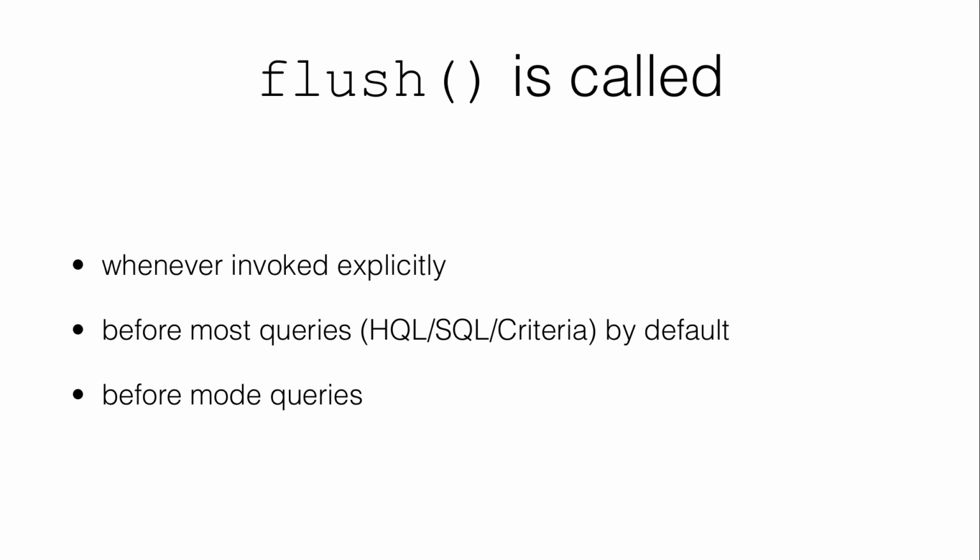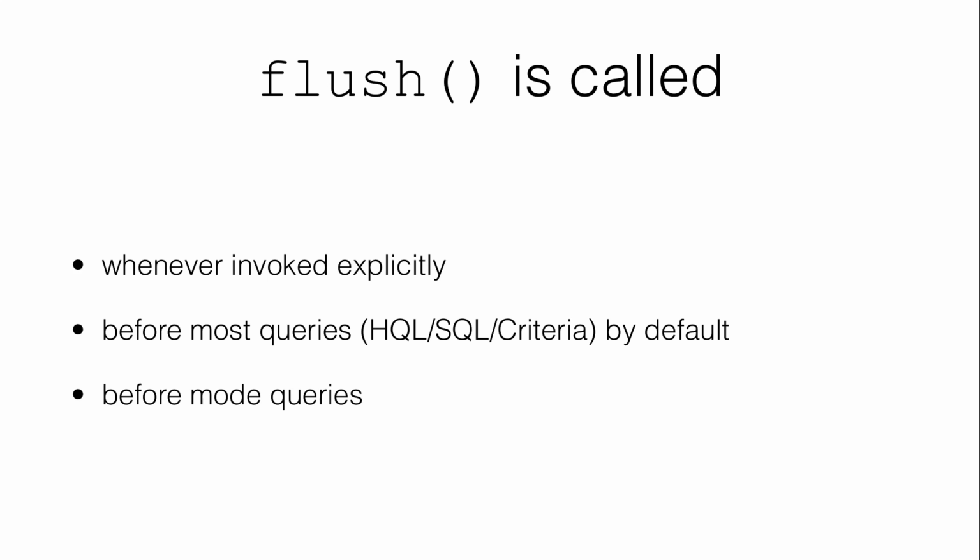First of all, if you are doing queries, by default, flush happens immediately before the query. Why? Because you might have at some point of your code a lot of objects that are in the Hibernate cache. You might have updated some of them. Then you run a query and you expect the database to already reflect that. But that's not the case.